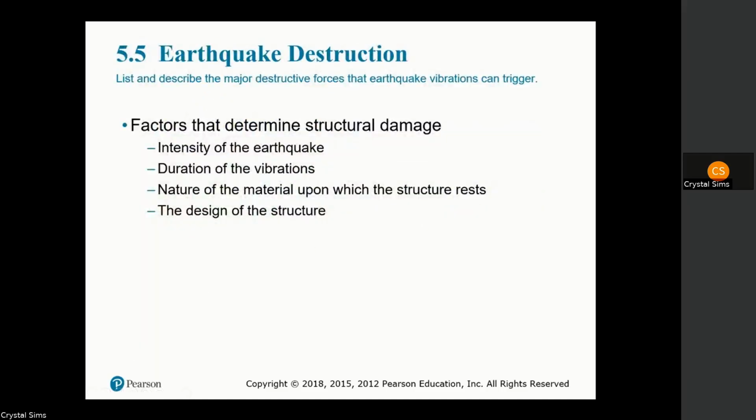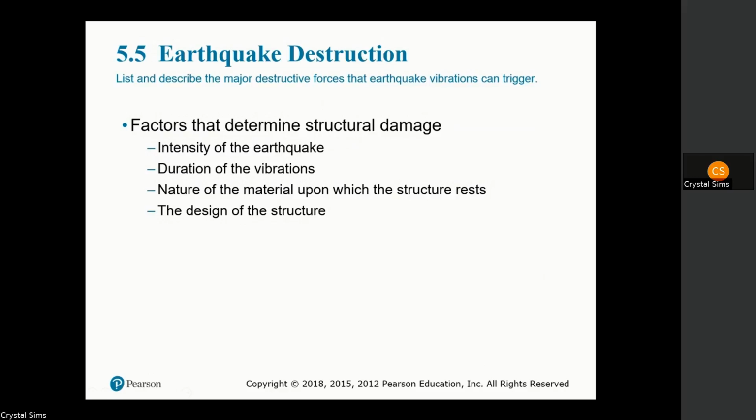So what causes earthquake destruction, or what makes one earthquake that's a magnitude 4 a lot worse than another earthquake that's a magnitude 4? So we have to look at what are some of the forces that these vibrations can trigger. So we look at the intensity. We have to look at how much energy is generated, and then how long does it last? Are we talking about an earthquake that's 10 or 15 seconds, or are we talking about an earthquake that goes on for 2 or 3 minutes?